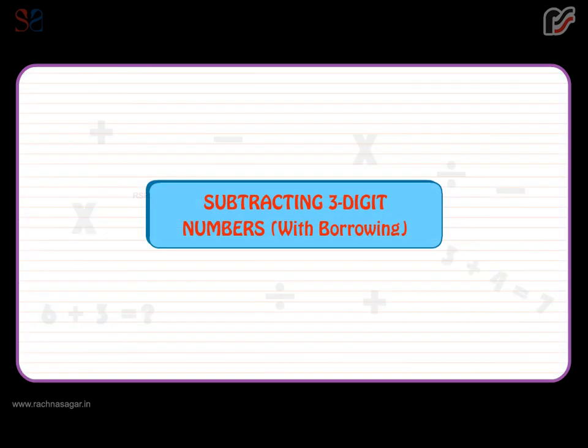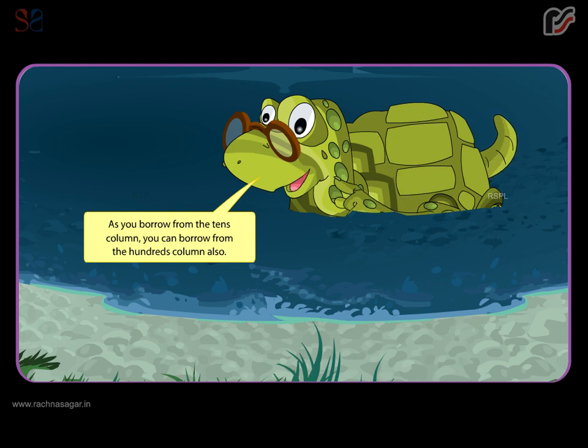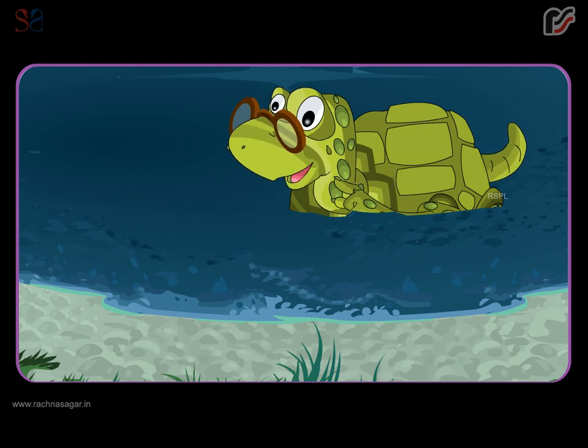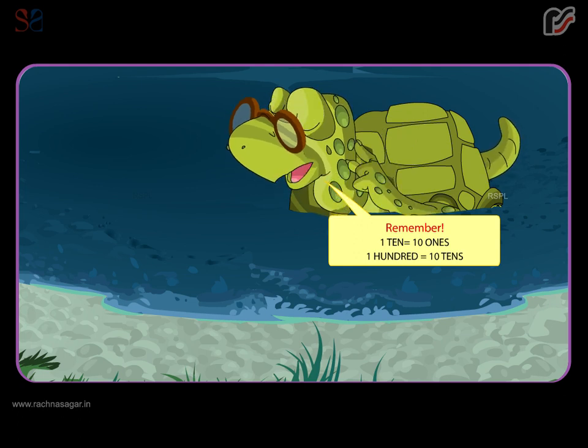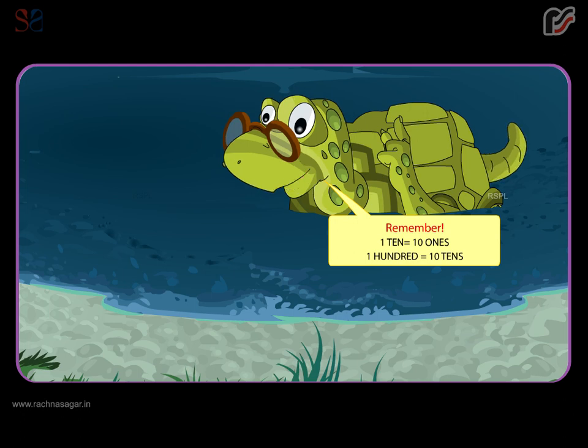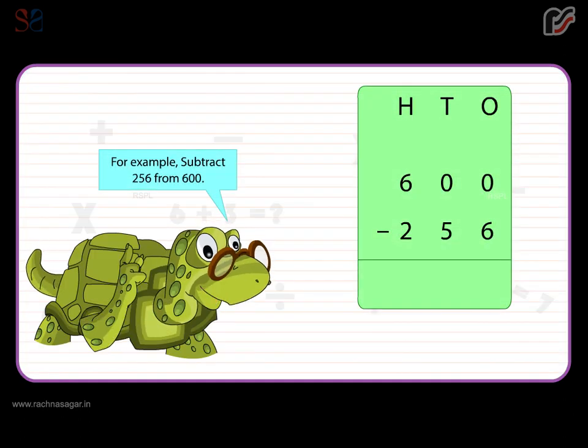Subtracting three-digit numbers with borrowing. You borrow from the tens column, you can borrow from hundreds column also. Remember, 1 ten is equal to 10 ones. 1 hundred is equal to 10 tens. For example, subtract 256 from 600.